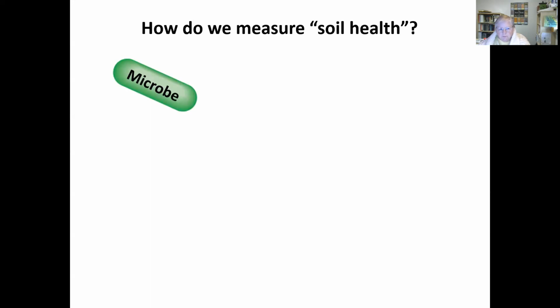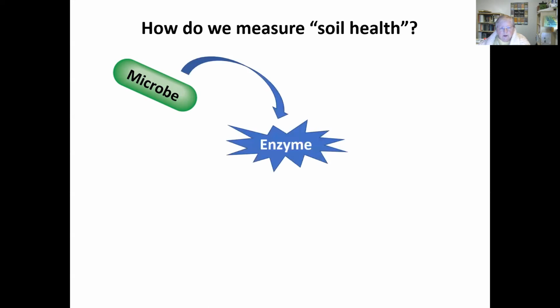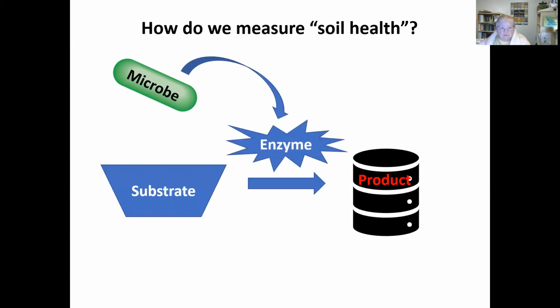Well, first of all, as I mentioned, we have microbes. That's the microbial community. These microbes make enzymes. Those enzymes take a particular substrate, organic compound or whatever, insect skeleton, whatever it is, and use that enzyme to transform it into a particular product.